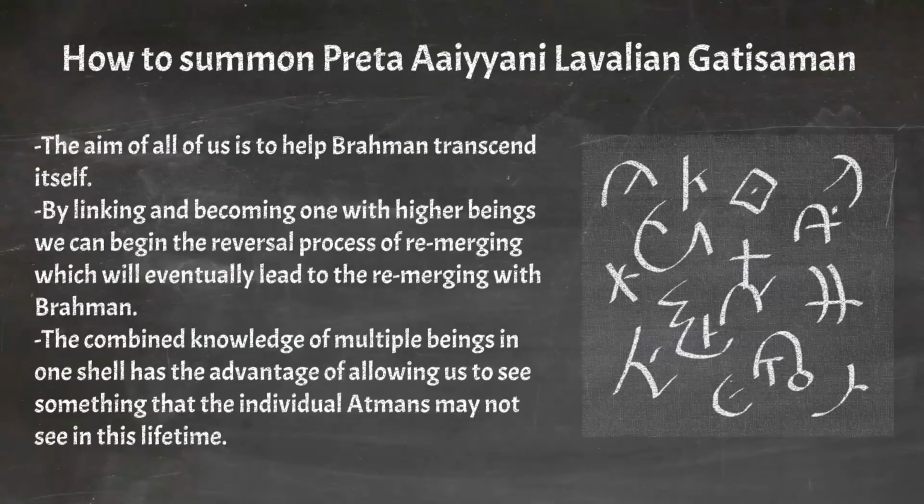Remember, the aim of all of us, lower beings, humans, and higher entities, is to help Brahman transcend itself. By linking and becoming one with higher beings, we can begin the reversal process of re-merging, which will eventually lead to the re-merging with Brahman. Also, the combined knowledge of multiple beings in one shell has the advantage of allowing us to see something that the individual Atmans may not see in this lifetime.